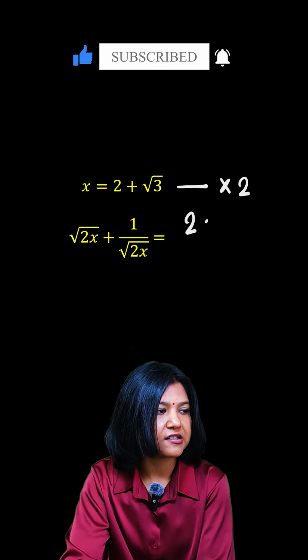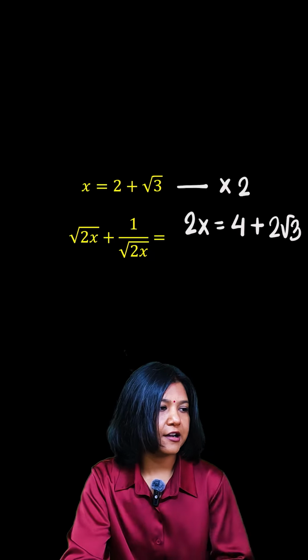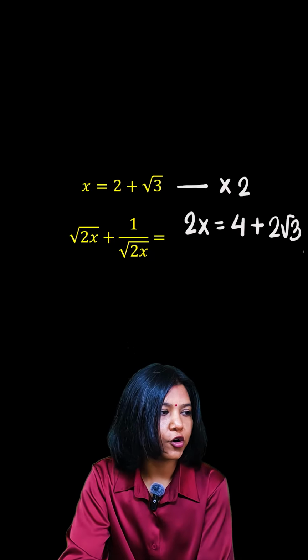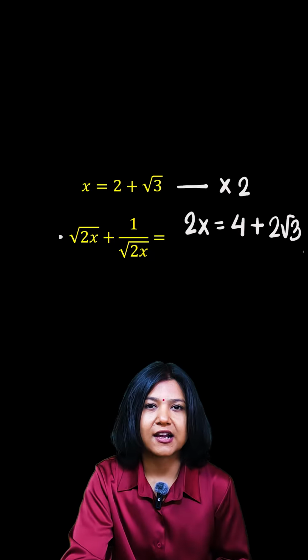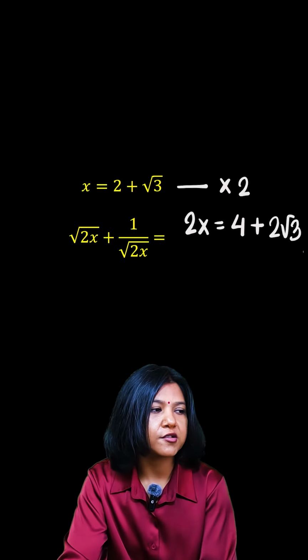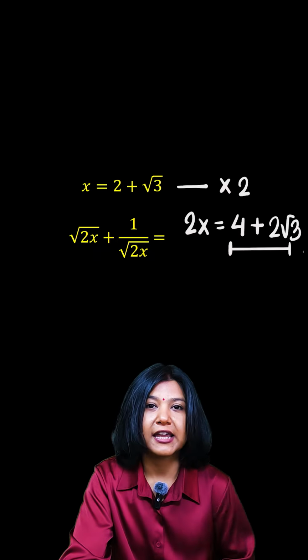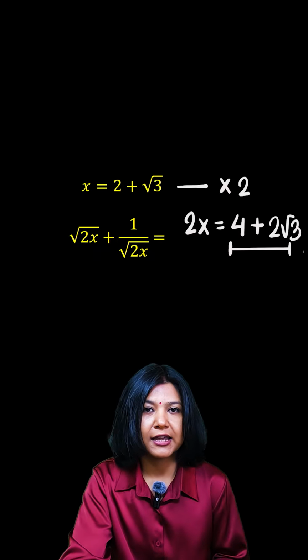What happens is I'll just get 2x equals 4 plus 2 root 3. Now, please have a look. The question has given you 2x inside the root, which means you want to write it as a perfect square number. So if you look at 4 plus 2 root 3, you want to write this in the form of a plus b the whole square. So what can be a, what can be b?